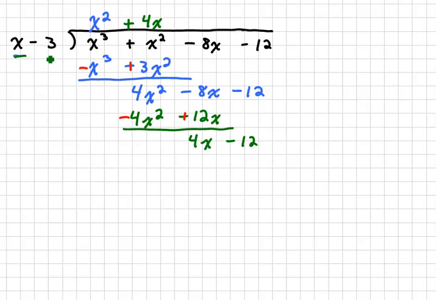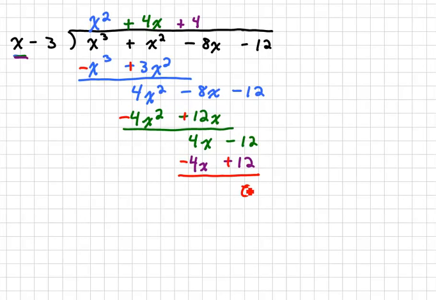And now for the last one, we look at the x again. How many times does x go into 4x? That's plus 4 times. 4 times x is 4x. 4 times negative 3 is negative 12. Again, we're adding the opposites, so I change the signs and add them, and we get 0. The fact that it goes in with 0 means there's no remainder.